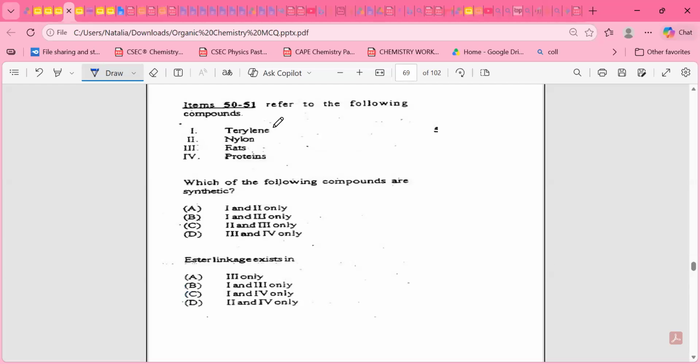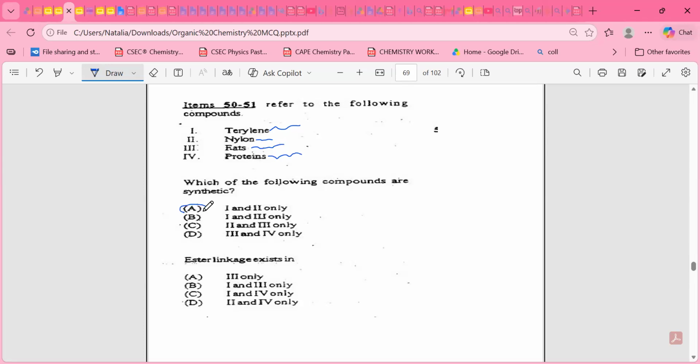So we said that terylene is an example of a polyester. Nylon is an example of a polyamide. Fat is an example of an ester. Protein is an example of a polyamide. Which of the following compounds are synthetic, not natural?